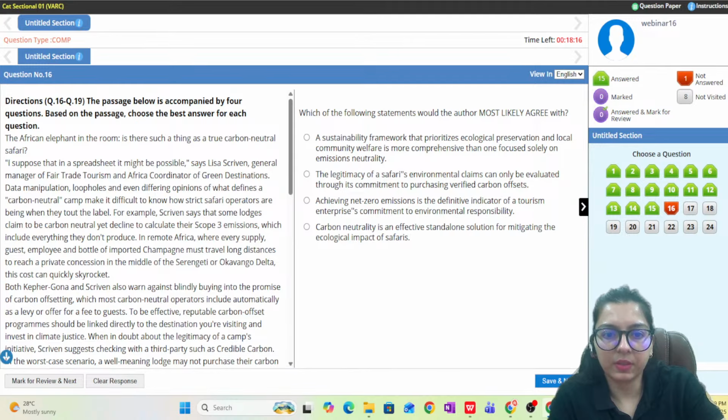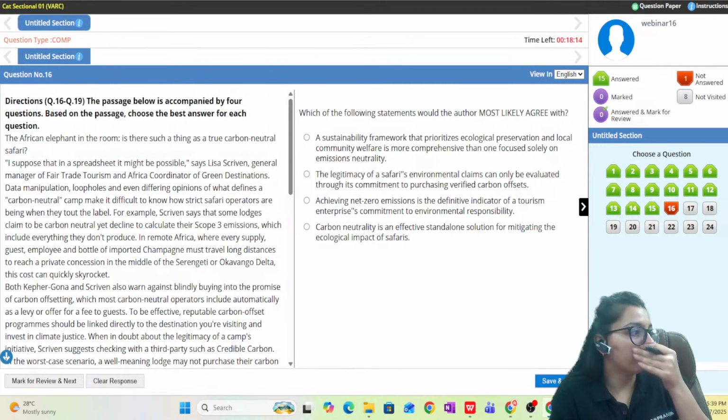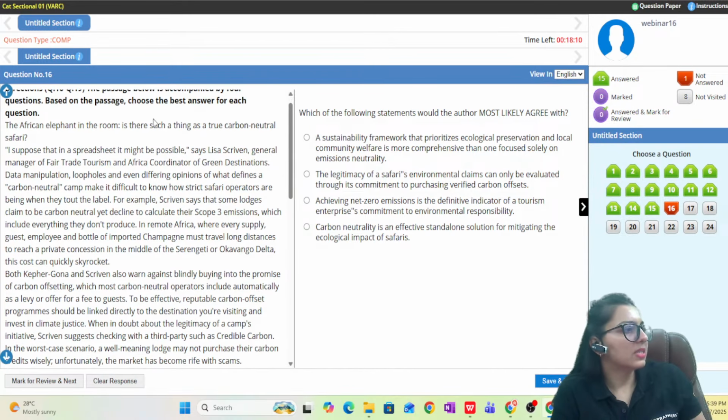It's about the African elephant. Now, the African elephant in the room. Is there such a thing as true carbon neutral safari? I suppose there is a spreadsheet. It might be possible, says Lisa Scriven, General Manager of Fair Trade Tourism and Africa Coordinator of Green Destinations.